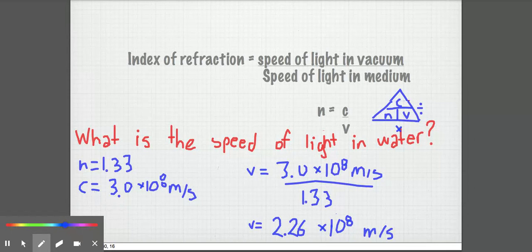All right, now that we know what refraction is, we can actually go and apply refraction. So in our next lesson, we're going to take a look at lenses.